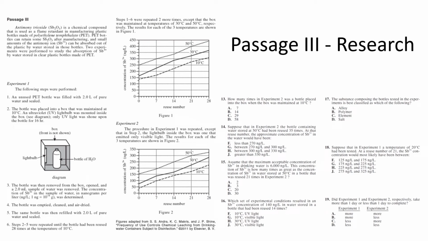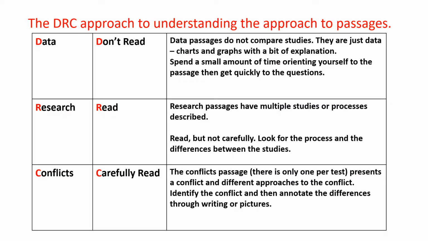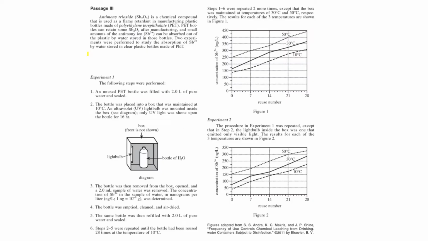This is passage 3. It's a research passage. We know it's a research passage because it says experiment 1, experiment 2. You're going to want to spend some time examining the passage because in our DRC approach, research passages you want to read. Not necessarily carefully read, but you want to read at least enough to know the process and the differences in the experiments.